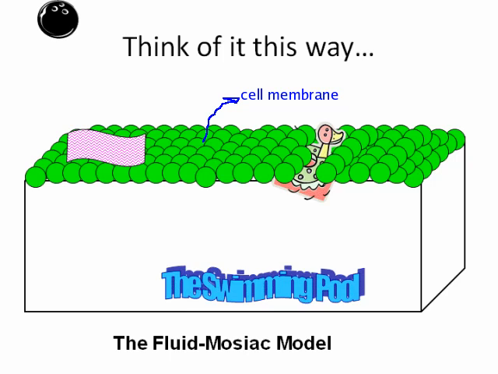The rubber ducky is the integral protein, and the floating mat, of course, would become the peripheral protein. And so there's our three key players as of right now.